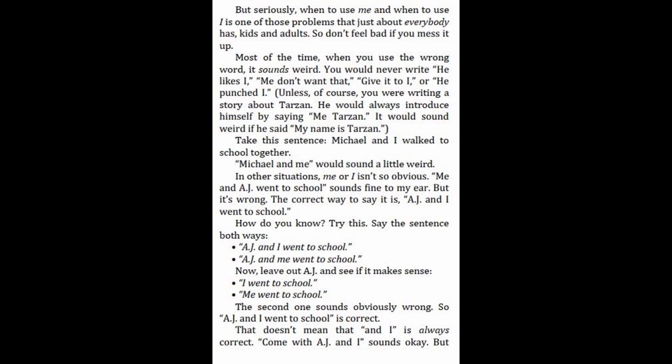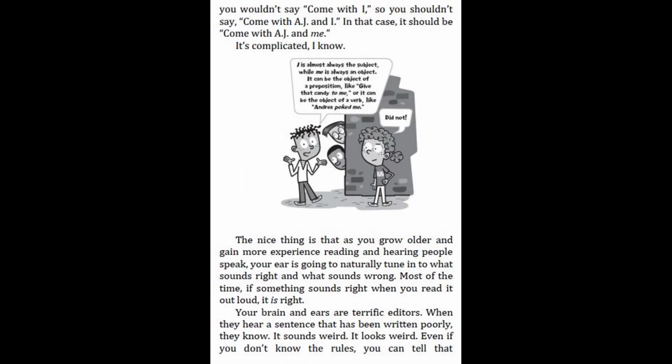That doesn't mean that "and I" is always correct. "Come with AJ and I" sounds okay, but you wouldn't say "come with I." So you shouldn't say, come with AJ and I. In that case, it should be, come with AJ and me. It's complicated, I know. I is almost always the subject, while me is always an object. It can be the object of a preposition, like give that candy to me, or it can be the object of a verb, like Andrea poked me.